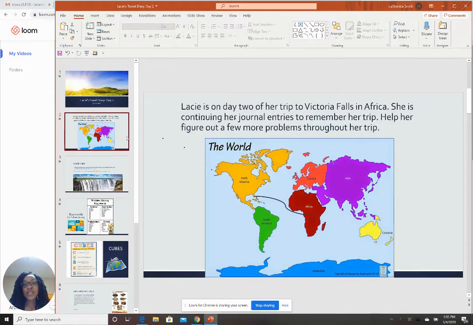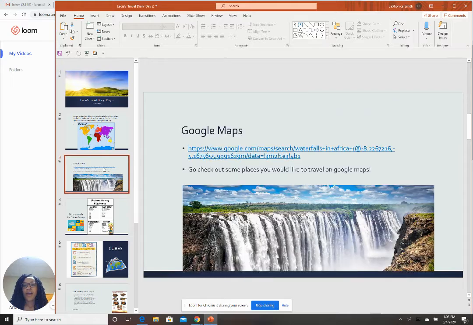Lacey is on day 2 of her trip to Victoria Falls in Africa. She's continuing her journal entries to remember her trip. Help her figure out a few more problems throughout her trip. She left from Florida and traveled all the way to Africa. On Monday, I showed you the waterfall in Zimbabwe, and you can go on Google Maps and look at that if you haven't. This is a picture of what it looks like, which is really cool. If you go on Google Maps, you can look at a 3D version of that.